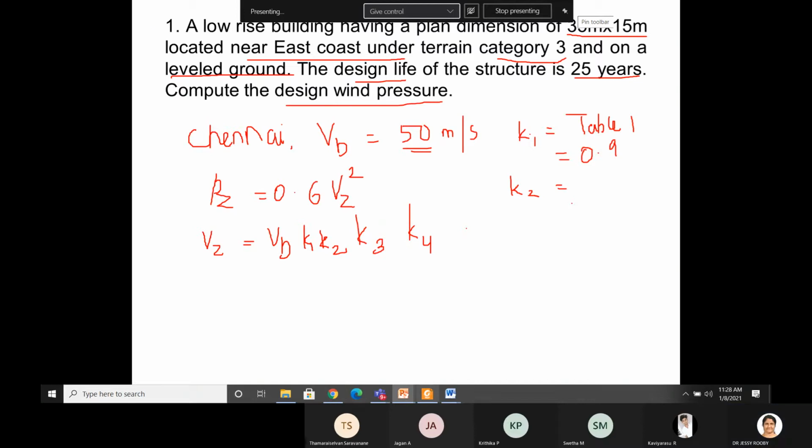Okay. So you can write down, assume the height of the building as, how much you will take? 15 meter? 10 meter. Okay. So assume the height of the building as 10 meter.